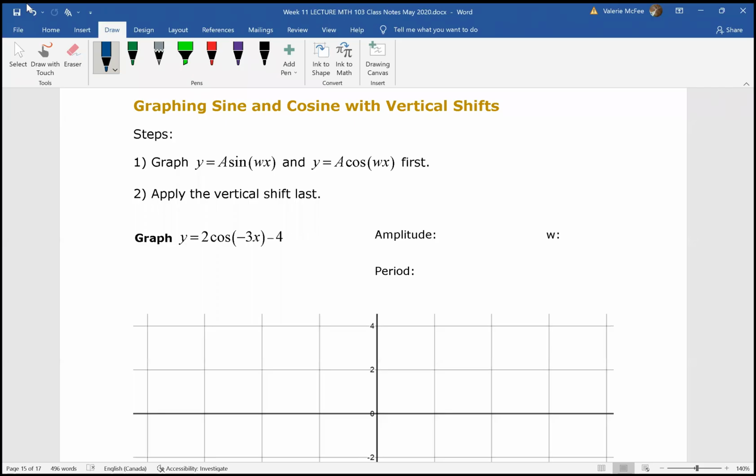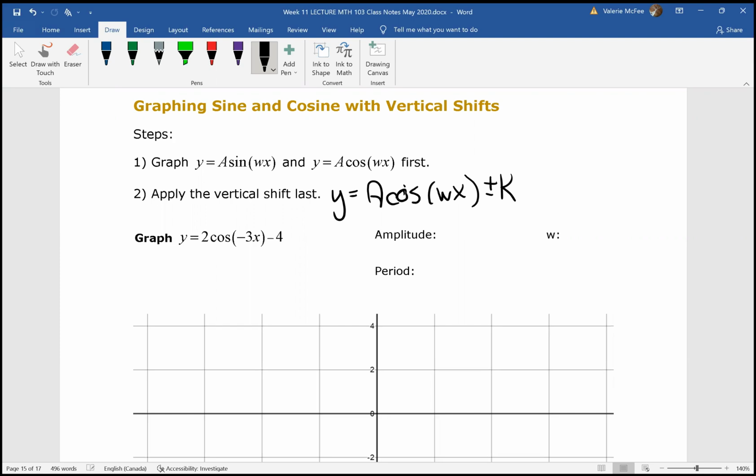In this last step for graphing, we want to look at vertical shifts. The first step is always to graph y equals a sine or cosine of wx. After we do that, we're going to apply our vertical shift. That means we would have the equation y equals a times the sine of wx plus or minus k. And remember that that's going to shift us up or down. Same thing for cosine here.